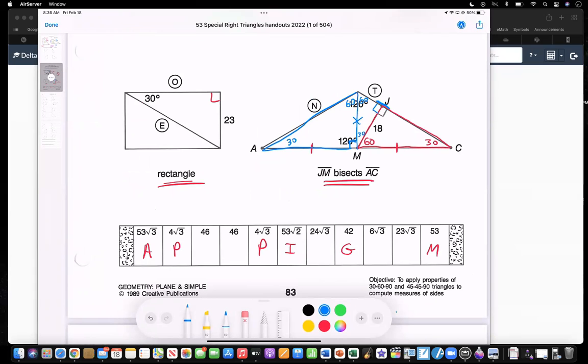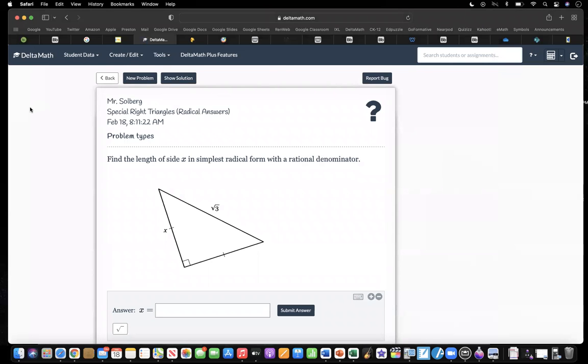We already have a decent amount of letters at the bottom here. So to finish off, you're just going to finish this page here, and then there's a short Delta Math assignment, just like the IXL, just more examples, just so we can really get that practice.